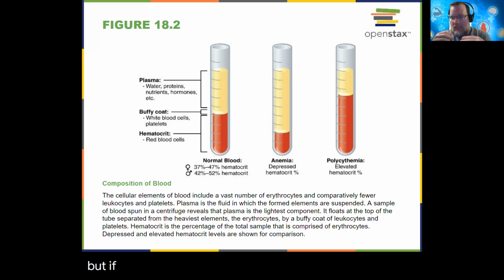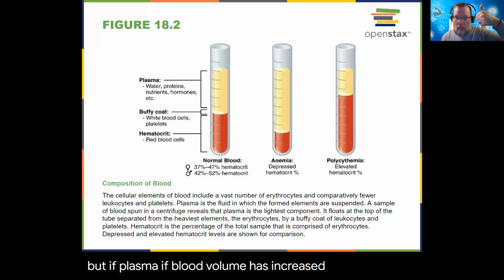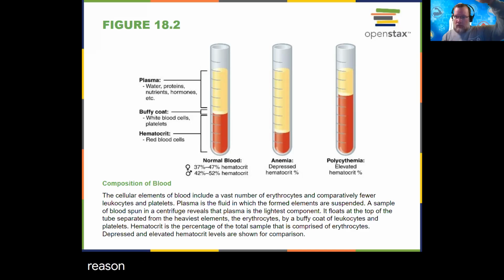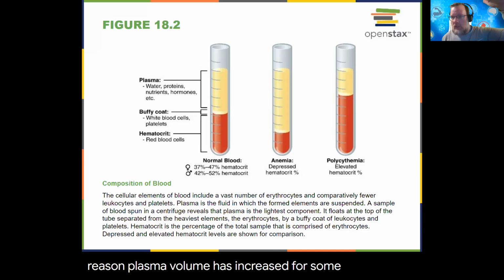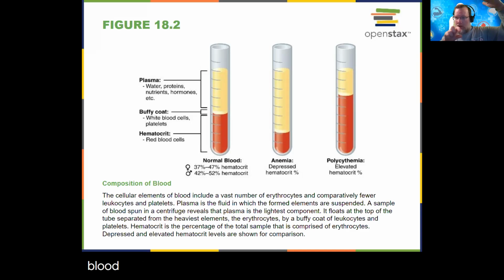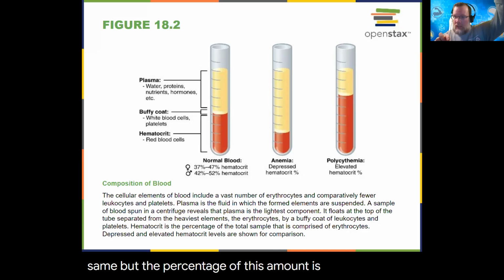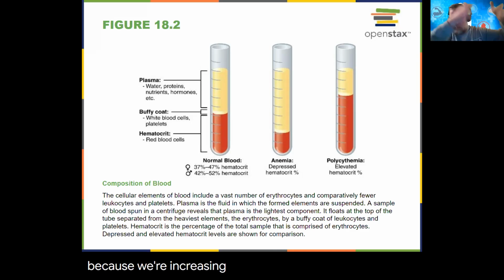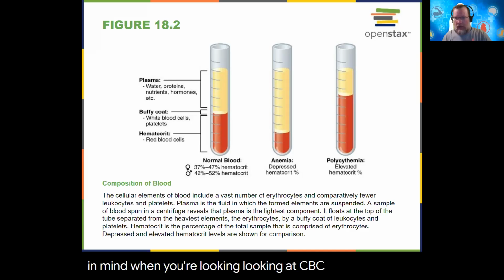But if blood volume has increased for some reason, plasma volume has increased for some reason, red blood cell count stays the same, hemoglobin count stays the same, but the percentage of this amount is decreasing because we're increasing the other part. So again, keep that in mind when you're looking at CBC readouts.